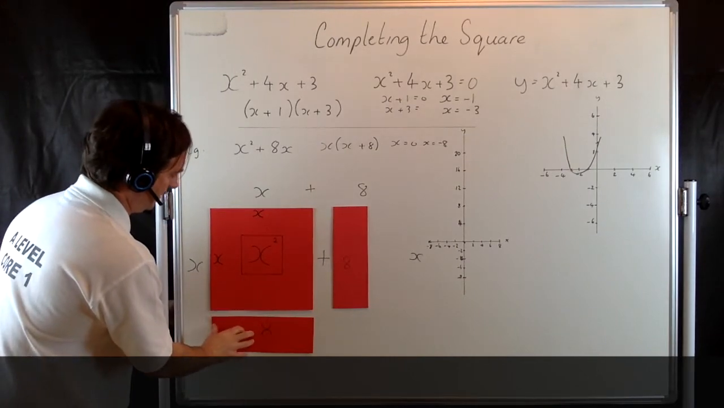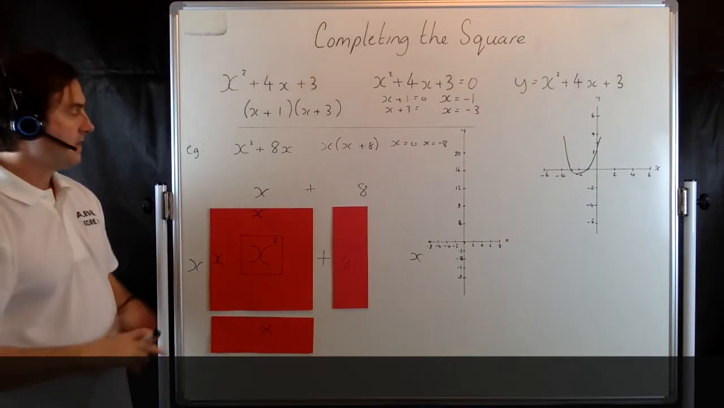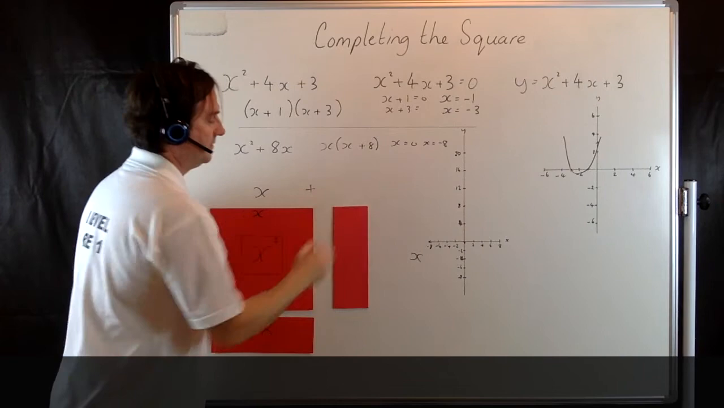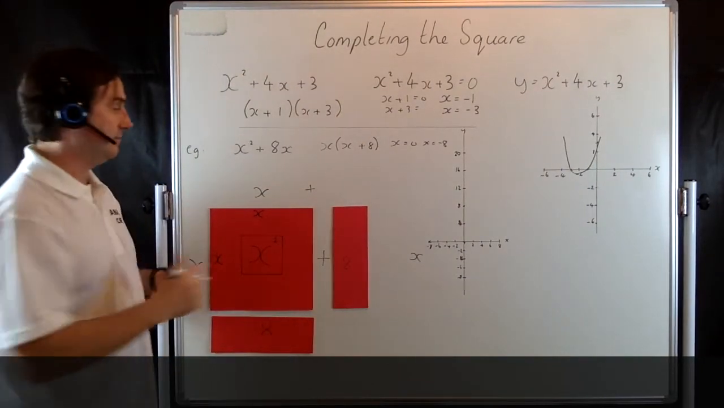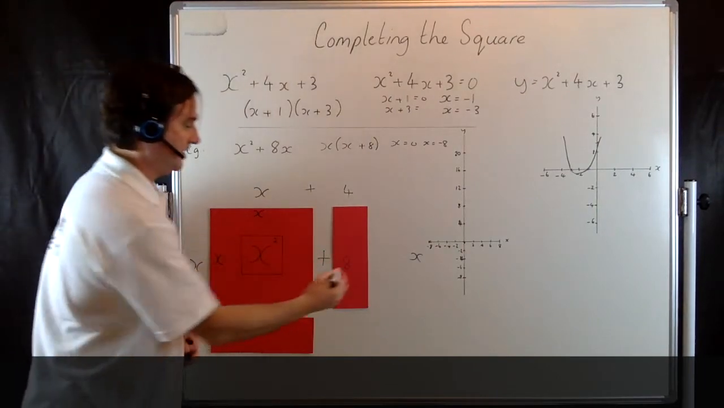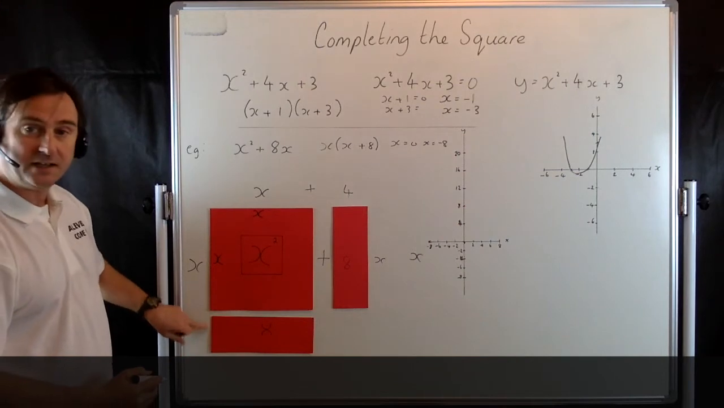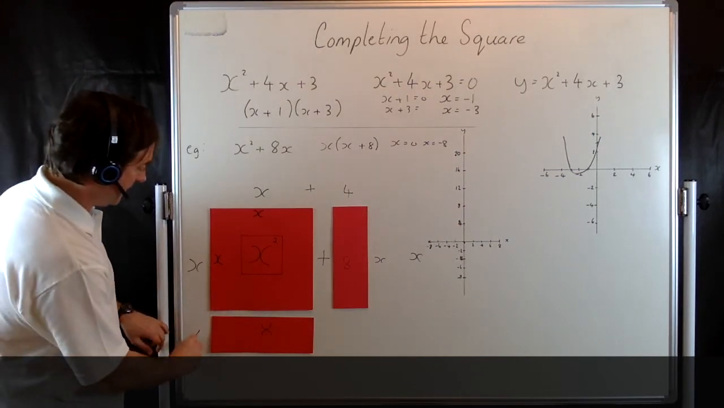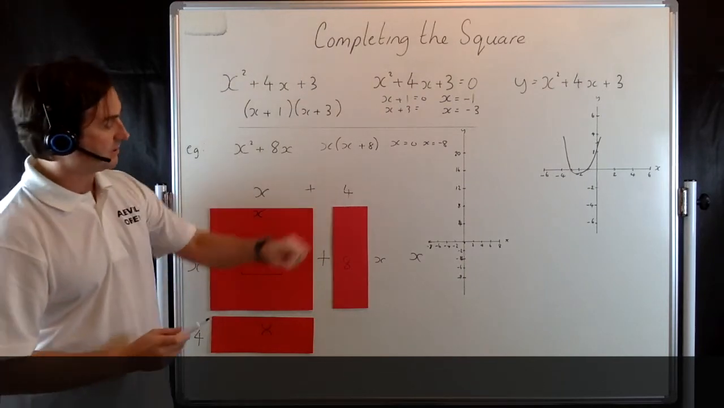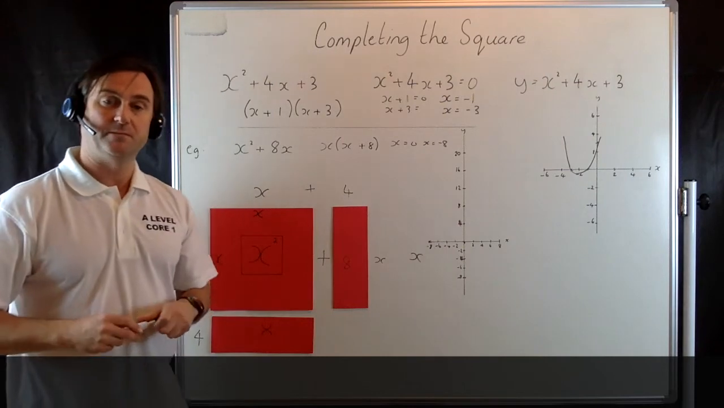So I'm going to move this over and reposition it underneath my square. Now obviously what I should be able to see is this 8 is no longer 8, I've halved it, so this is 4. This here is still x, but this length here is the other half of the 8, 4. So this way I've got x plus 4 along here. I've now also got x plus 4 along here.